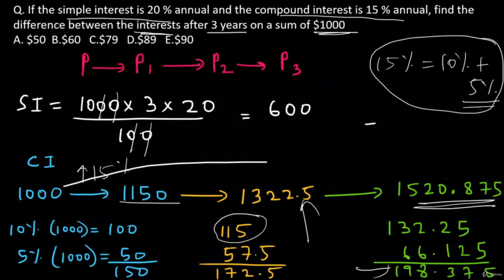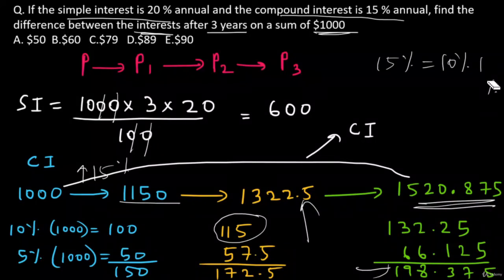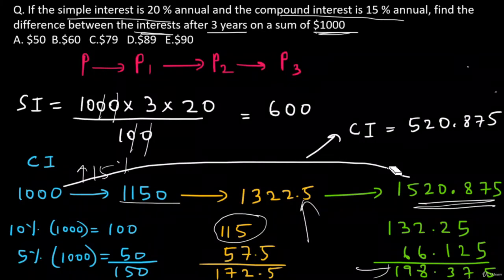Now to find the compound interest, you have to find the difference between these two. All right. So the difference is equal to 1520.875 minus 1000. All right. So let me make some space over here. So that's equal to 520.875. So that's the compound interest.